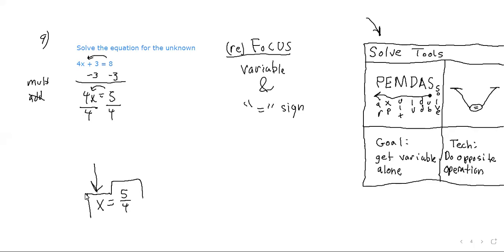And it doesn't matter how many different operations are combined. We just take care of them in the order that PEMDAS shows us to, and we follow the steps. At each step, we focus and refocus on the variable side of the equal sign, and we just continue until we get the x alone. That's our goal on one side of the equal sign. And what are we doing? Our technique is we're just doing the opposite operation.